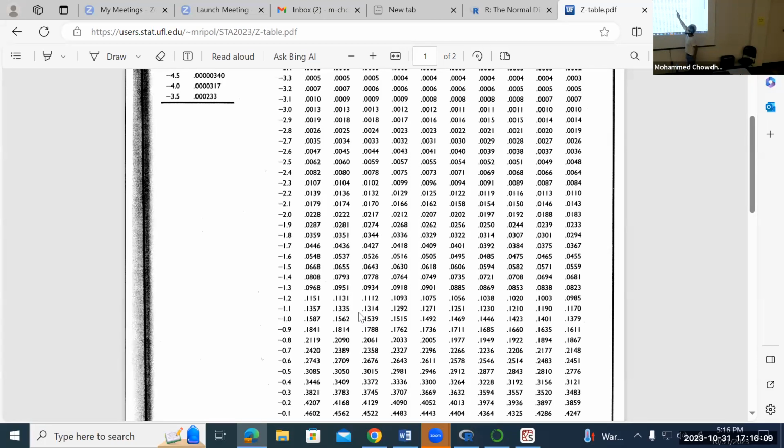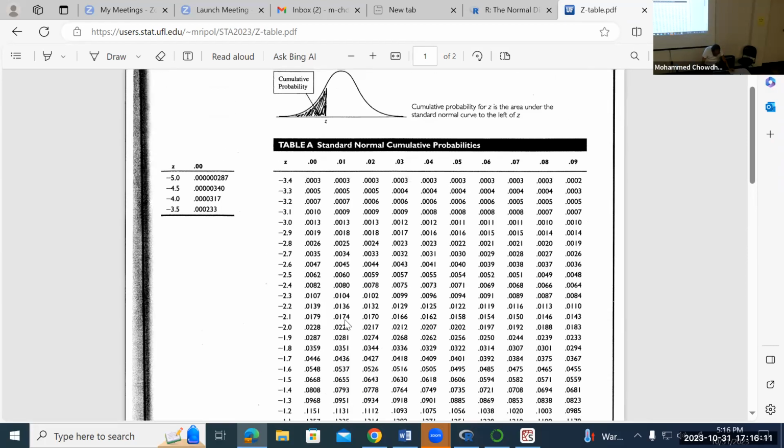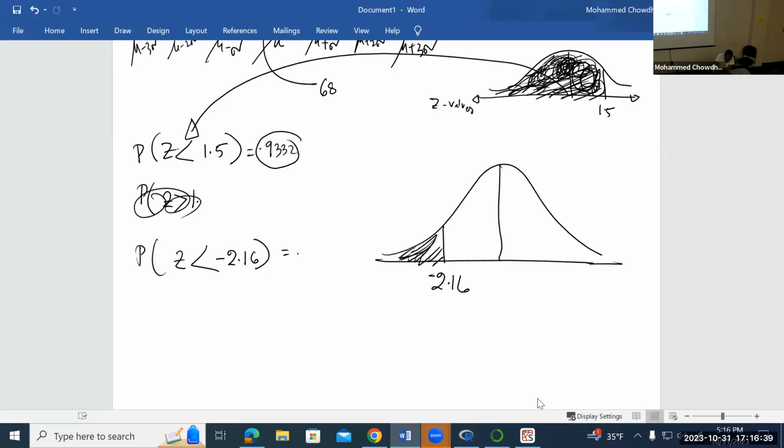This is 0.0154. Are you seeing here 0.06? So now negative 2.16, that is the answer. So negative 2.16 gives 0.0154. Clear, right?